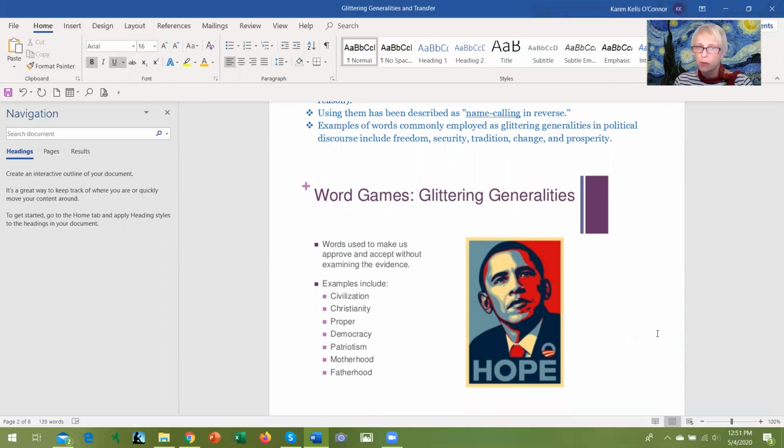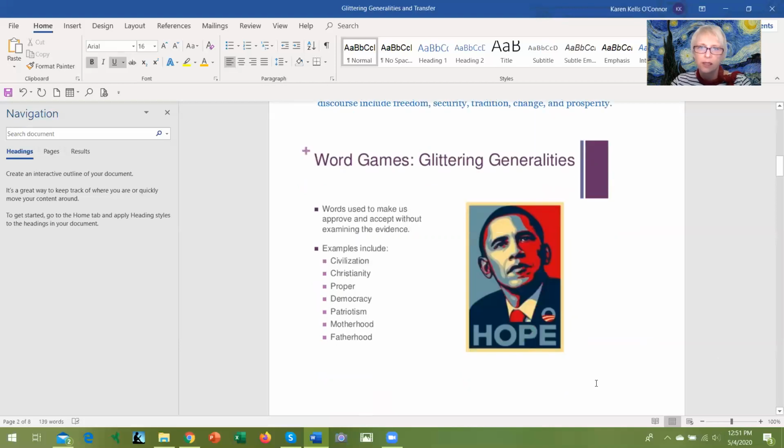Words used to make us approve and accept without examining the evidence. Remember what I said up there? It's words that make you feel a certain way, but there's never anything to back it up. It's almost like what they're saying could be applied to any product or any person. It's nothing specific to that product or person. Examples: civilization, Christianity, proper, democracy, patriotism, motherhood, fatherhood. You can see those are all words that have really positive connotations.